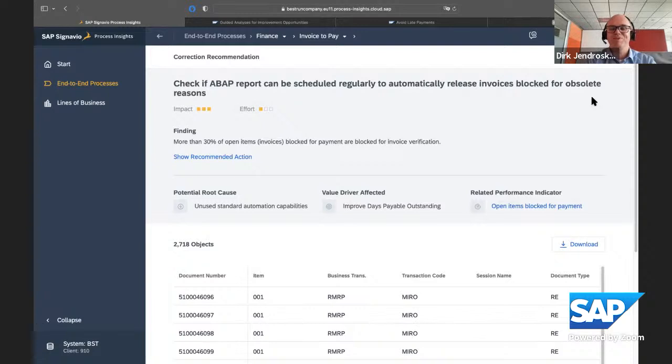Obviously, he might not be the right person to implement it, but he can now call up his IT department and ask for support and help exactly on this topic. So that's the idea on Process Insights. And this is only a small glimpse into what you can achieve. Just think about us now looking into this system for the very first time.